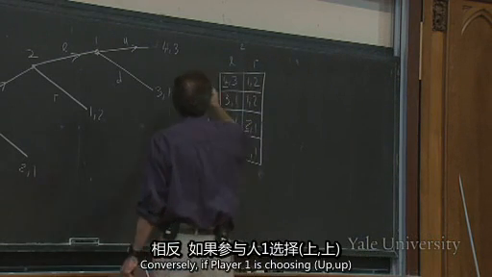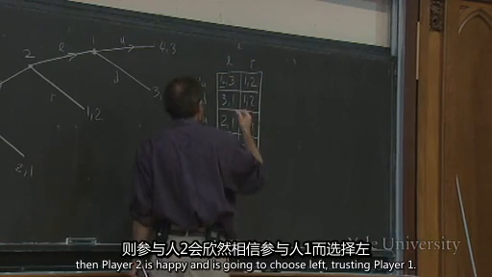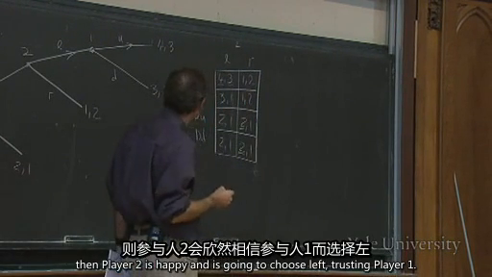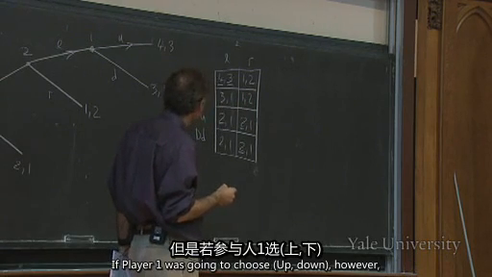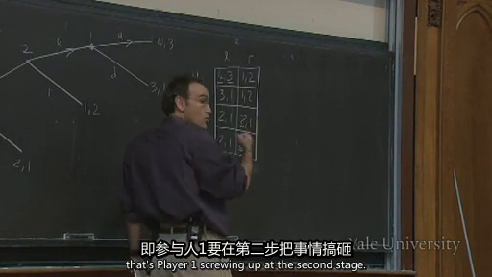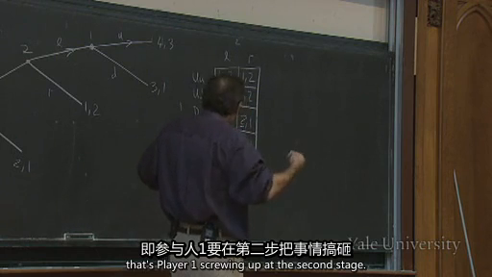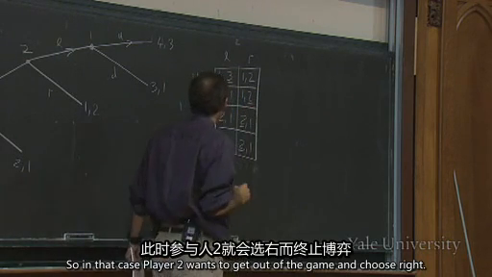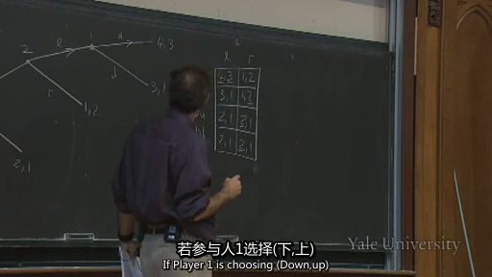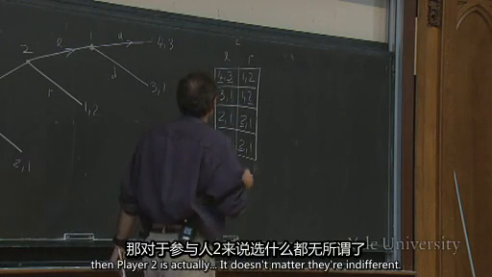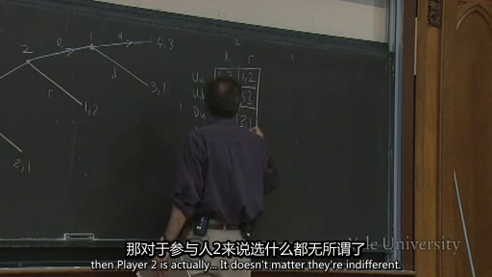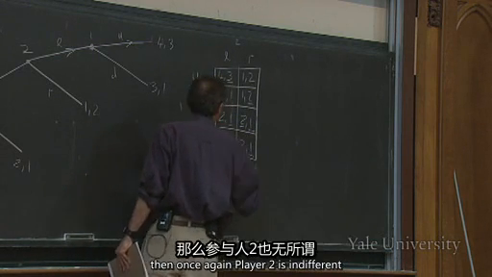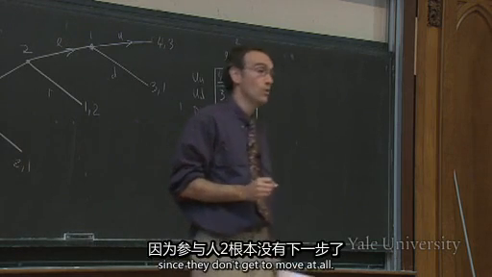Conversely, if player 1 is choosing up-up, then player 2 is happy and is going to choose left. It's trusting player 1. If player 1 was going to choose up-down, however, that's player 1 screwing up at the second stage, so in that case player 2 wants to get out of the game and choose right. If player 1 is choosing down up, then player 2 is indifferent, and if player 1 is choosing down down, then once again player 2 is indifferent, since they don't get to move at all.